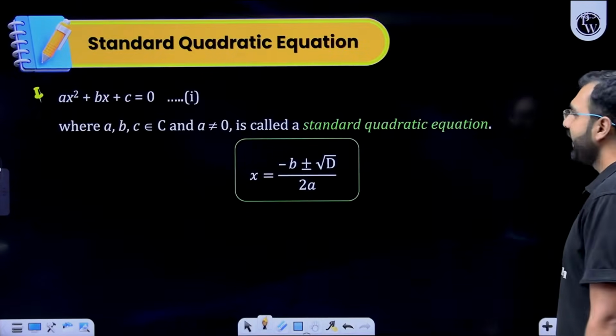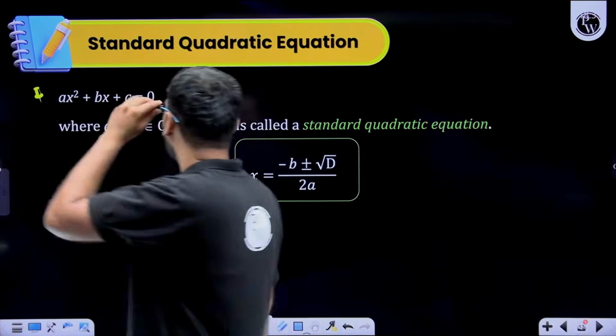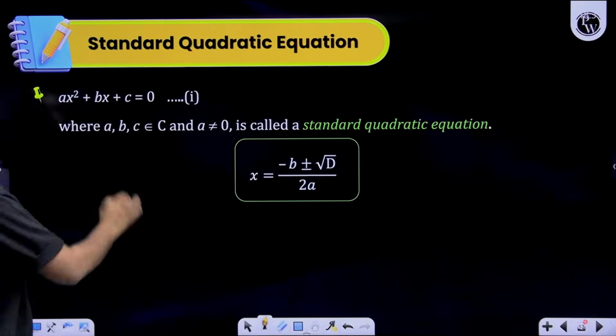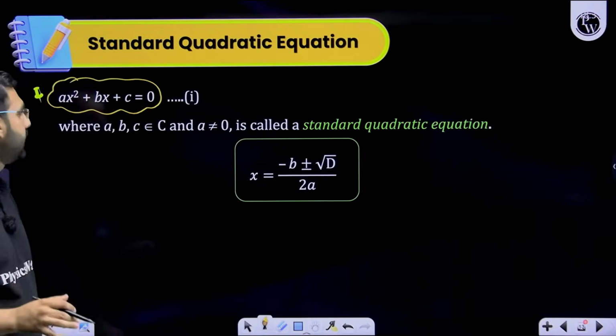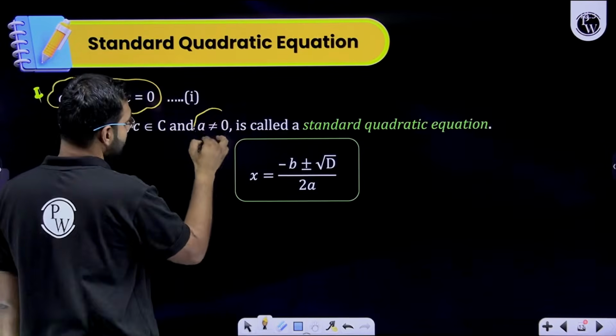Everybody. With that, when we talk about this next result, let's talk about the standard quadratic equation. So if I'm given a quadratic equation, I hope you remember this, ax square plus bx plus c is equal to 0. Then we do know that first of all, this coefficient of x square should never be 0.